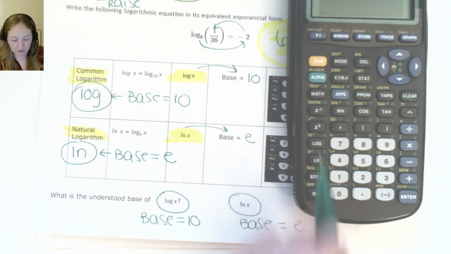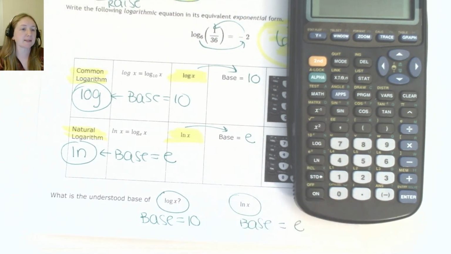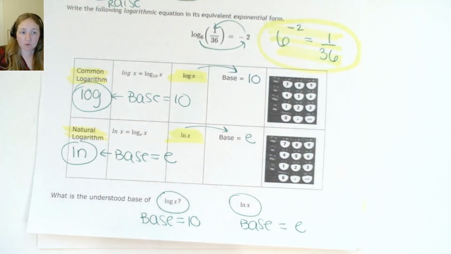Base of common log is 10, base of natural log is e. But those are very special logarithms that are going to be used in a lot of calculations.